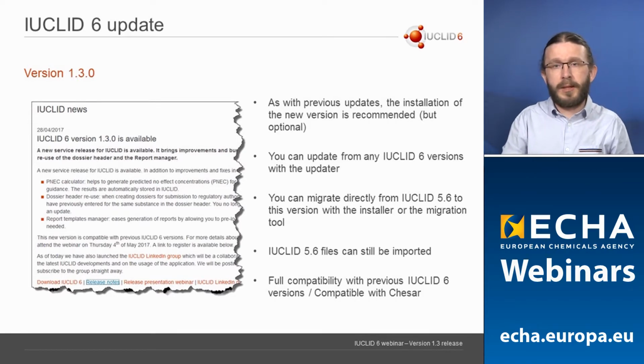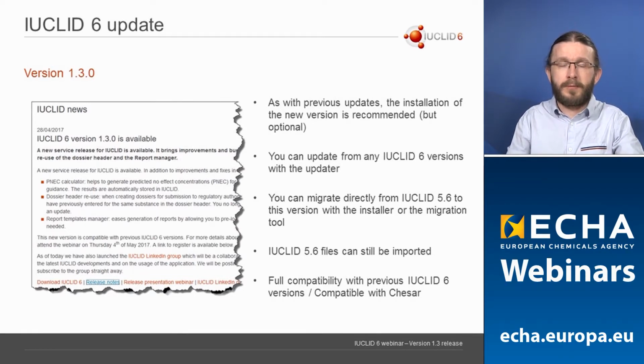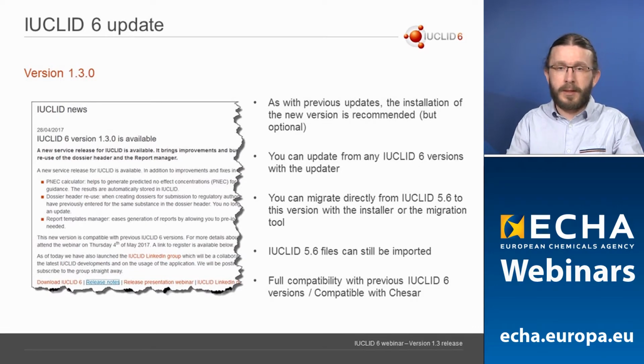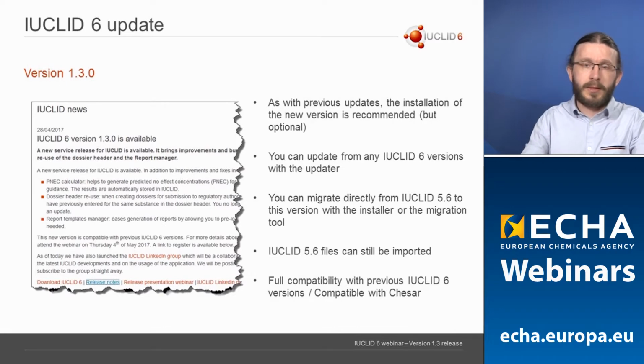And as with previous updates, the installation of the new version is recommended because you can benefit from fixes and improvements, but is optional as well. So there is no mandatoriness to this release. You can update from any Euclid 6 versions using the updater that you can download from the Euclid 6 website.